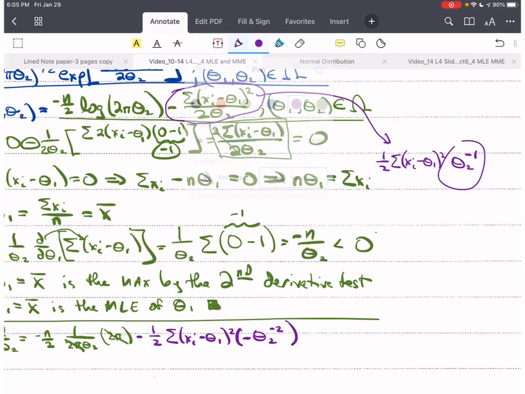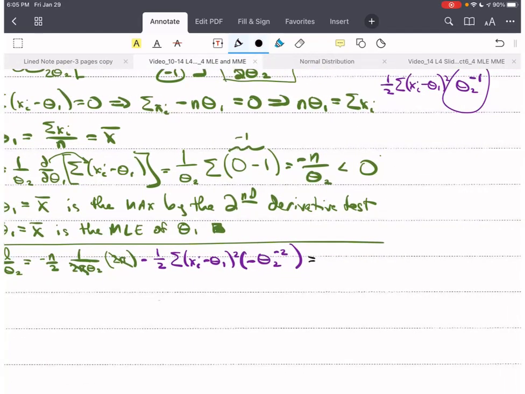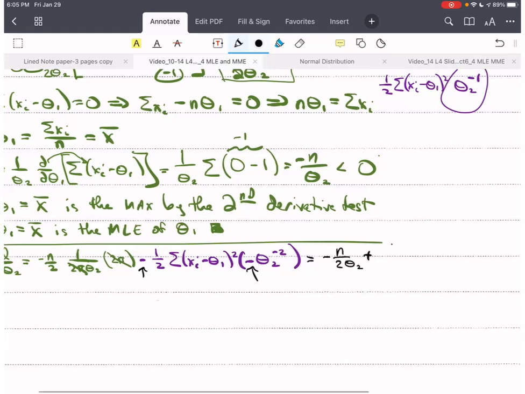So now I'm going to go back. I'm going to go to black now. And I've canceled out here. This is going to give me a negative n over 2 theta 2, and I've got a negative and a negative, so this is going to be a positive, so you can see it's really important to keep these signs straight. And then I have the sum of xi minus theta 1 squared over 2 theta 2 squared. So negative n, sum of, yep.